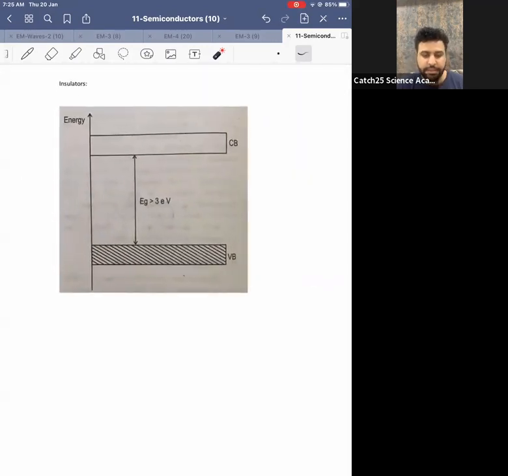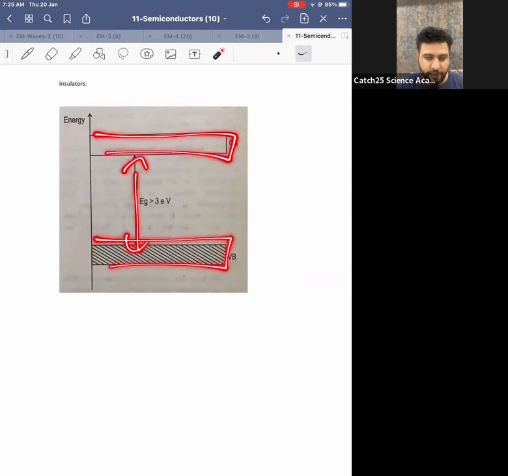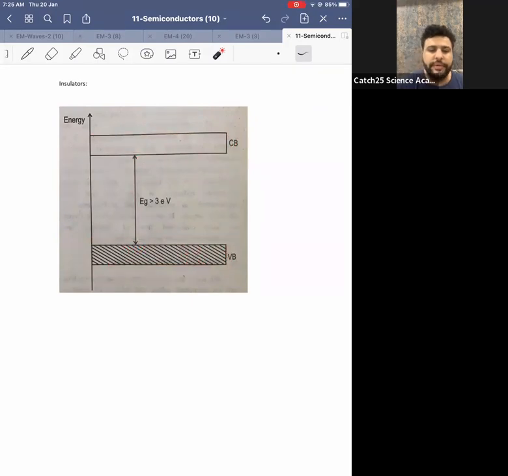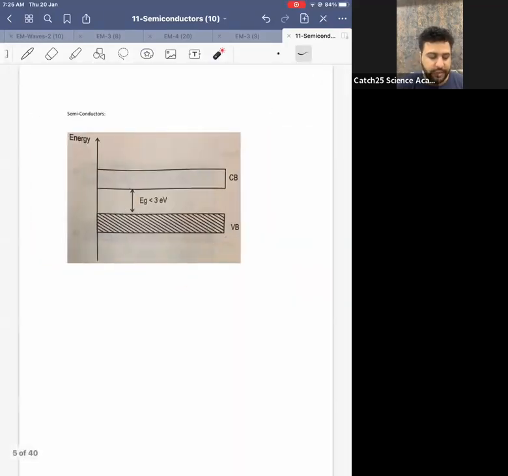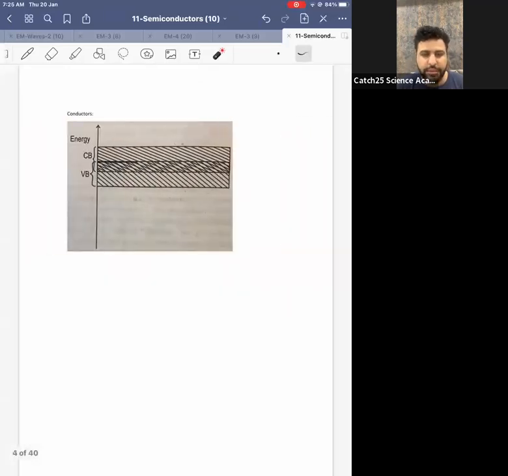And for insulators, the gap between valence band and conduction band is so high that no electrons can jump from valence band to conduction band. And if no electrons can jump, can I say no electricity is conducted? Therefore, for insulators, no electricity is conducted. For semiconductors, partial is conducted. And for conductors, full electricity is conducted.